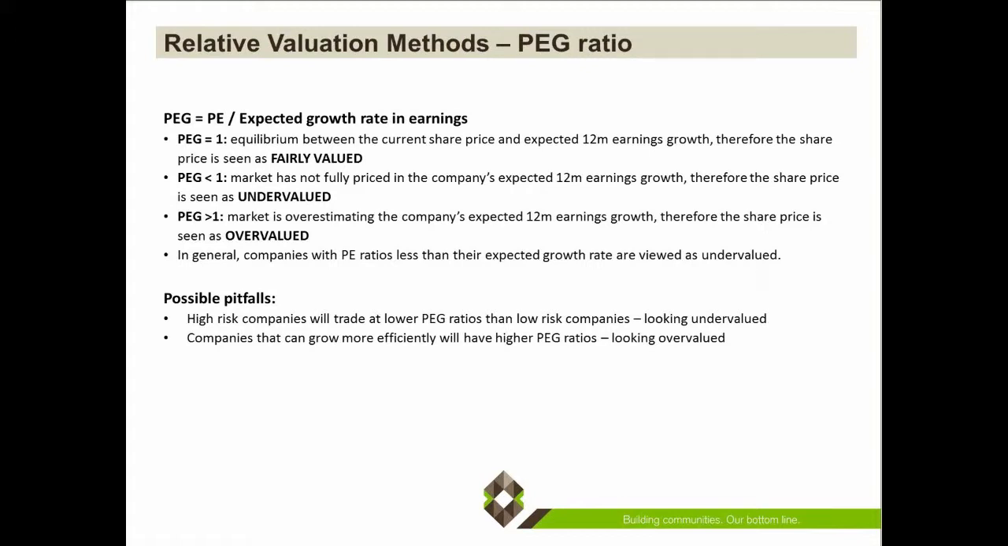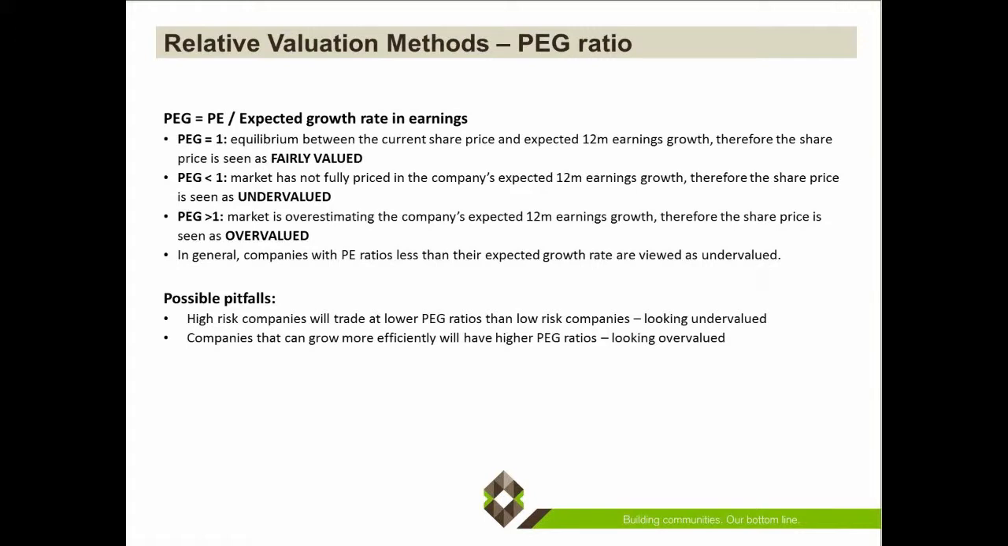If your PEG ratio is less than 1, it means that your PE is either lower than your expected growth rate, or your growth rate is higher than your PE, and that is a company that's seen as undervalued. If your PEG ratio is more than 1, the market is overestimating the company's expected growth, and therefore we can say that the company is overvalued. So in general, companies with PE ratios less than their expected growth rates are viewed as undervalued.